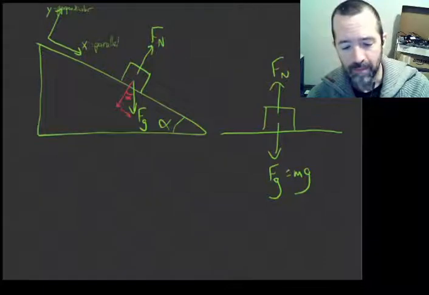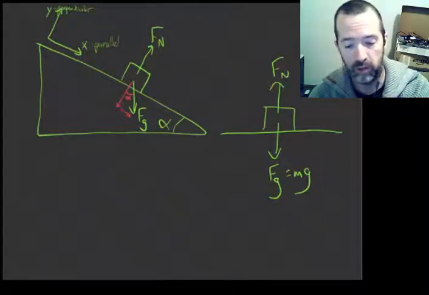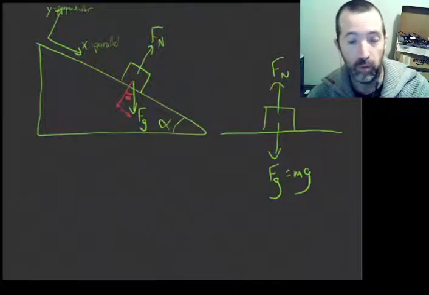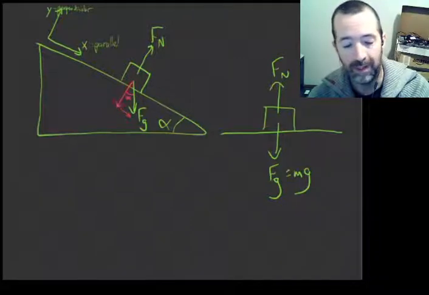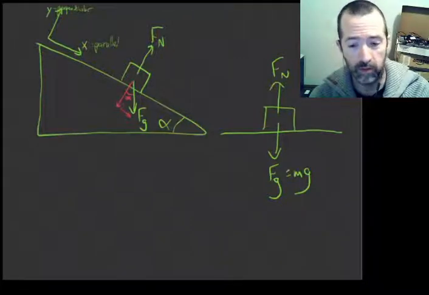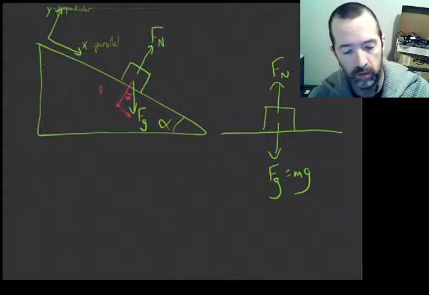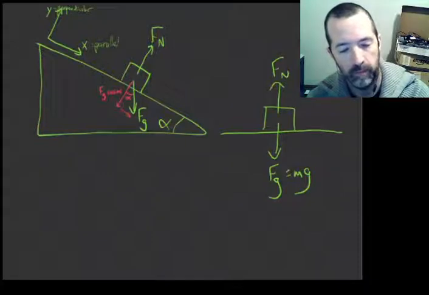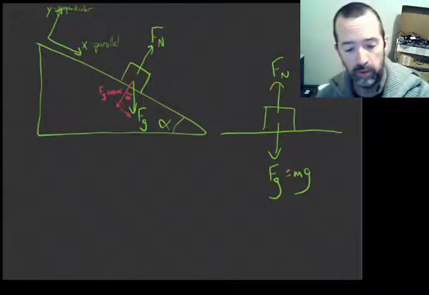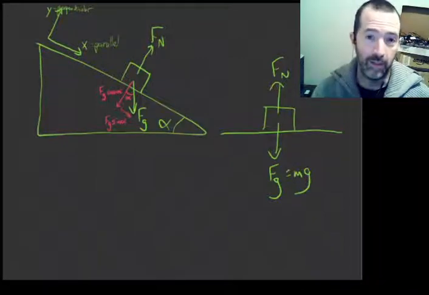So anyway, the angle alpha is at that top corner of the triangle. For example, the y component is the one adjacent to the angle alpha, which means that the y component is going to be FG times cosine alpha, whereas the x component is going to be FG sine alpha, because that's the opposite side from the angle alpha.